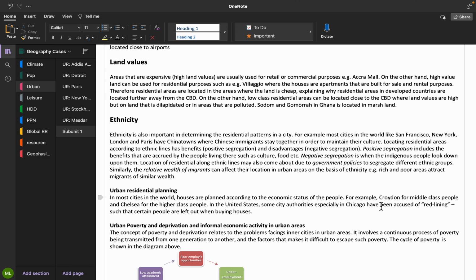Locating residential areas according to ethnic lines has benefits, positive segregation, and disadvantages, negative segregation. Positive segregation includes the benefits that are accrued by the people living there, such as culture, food, and etc. Negative segregation is when the indigenous people look down upon them. Location of residential areas along ethnic lines may also come about due to government policies to segregate different ethnic groups. You could also categorize this idea as ethnic enclaves, where there is a concentration of people from a specific ethnicity.